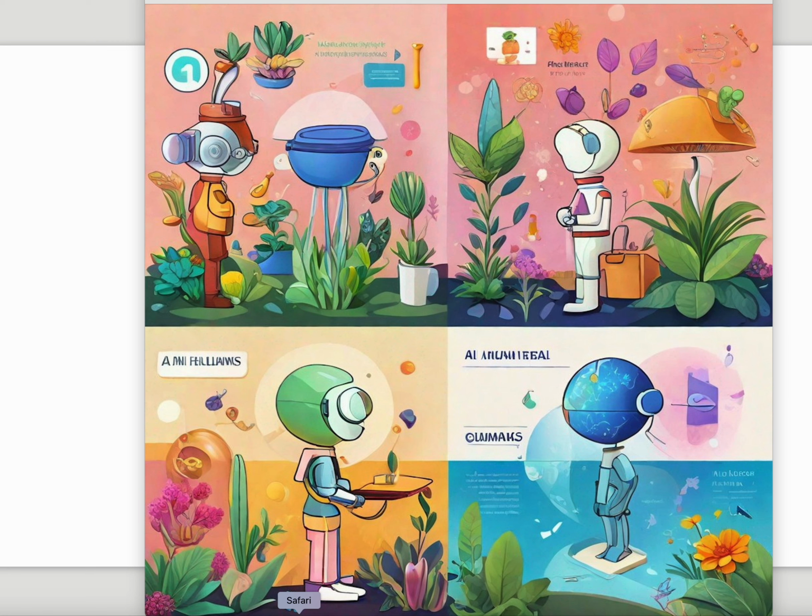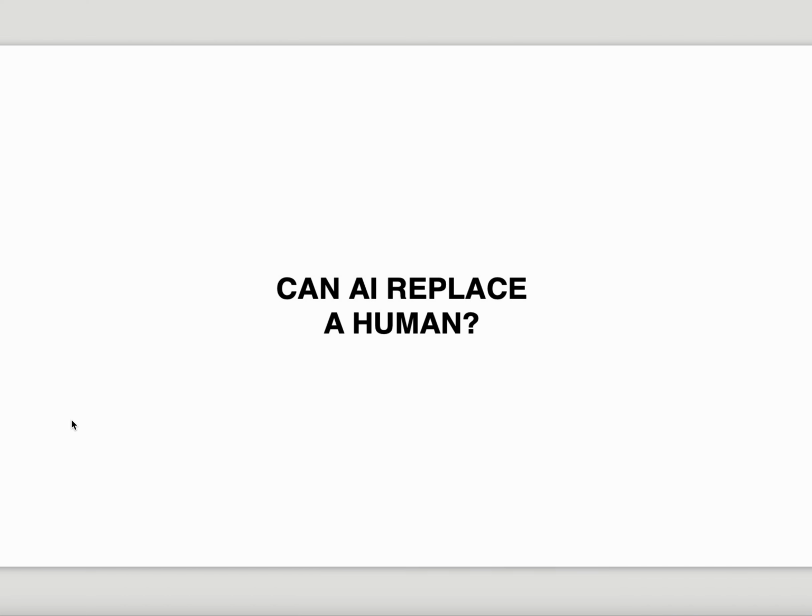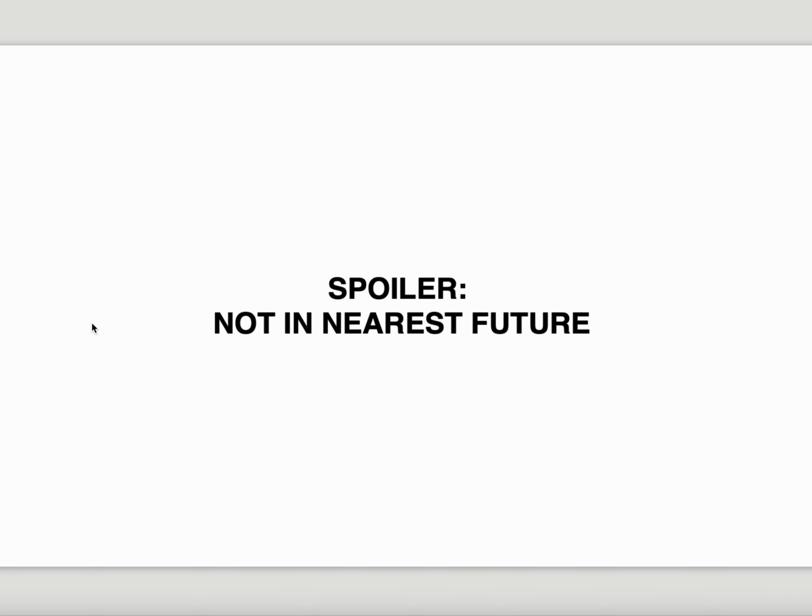Hello, I'm starting a new series of videos related to artificial intelligence interactions, operations, how to use it in development and verification, and overall how AI can be used by IT personnel. And a more general question is, could AI replace a human? Well, spoiler alert, not in the nearest future, for now, and probably not even in the middle future.